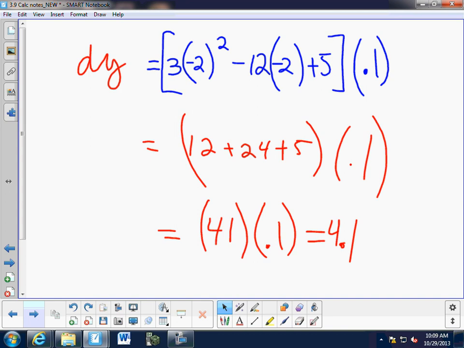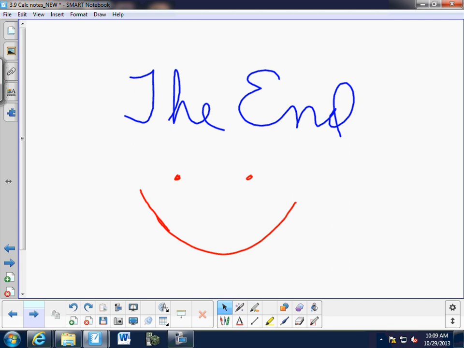So what that's getting you is it's telling you what the change in y is based upon this change in x. The change in x in this case was 0.1. The change in y at that point on the graph is going to be 4.1. So when you slide over 0.1, the y is changing by 4.1. The end.